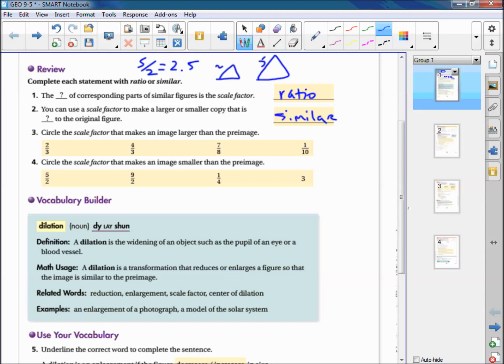Okay, so circle the scale factor that makes an image get larger than its pre-image. All of the ones that are smaller than 1 will make the image become smaller than its pre-image, so the only one that's bigger is 4/3. Circle the scale factor that makes an image smaller than its pre-image. All the ones bigger than 1 will make it get bigger, so the only one smaller than 1 is 1/4. And by the way, a scale factor of 1 just makes congruent shapes.